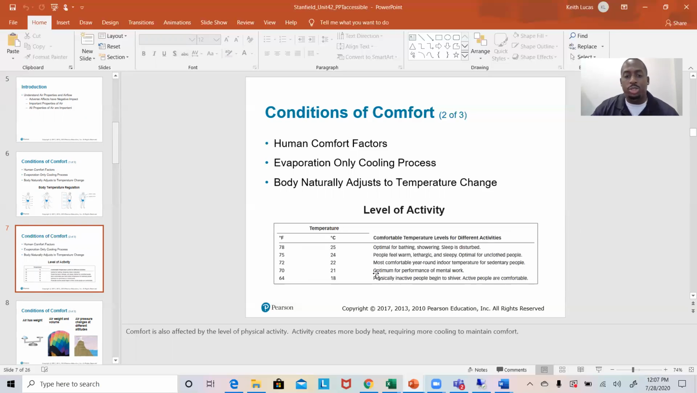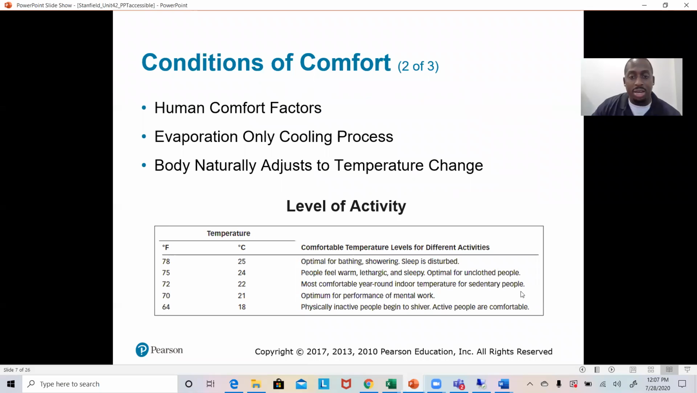So they got this little chart, which I like because it breaks down the levels of comfort as it relates to your level of activity. So over here, it tells you comfort temperature levels for different activities. At 78 degrees, that is optimal for bathing and showering, but sleep is disturbed. We all like a nice warm shower or a bath, but you don't want to be that same temperature in the bed. You'd be all irritated, kicking the blankets off and peeling out of your pajamas. So 78 is good for the shower, but not so good for sleep.